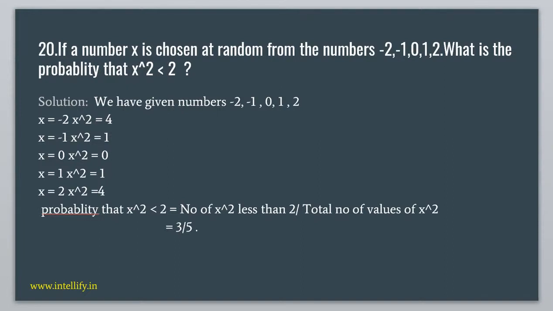So we have 5 values of x, so we will find the corresponding x square values. Taking x equal to -2, we have x square equals 4. x equal to -1, x square equals 1. x equal to 0, x square equals 0. x equal to 1, x square equals 1. x equal to 2, x square equals 4. Now we have to find the probability that x square is less than 2. For this we take the number of x square values that are less than 2, which are 1, 0 and 1, and the total number of values of x square. So we have 5 different values of x square, so the probability will come to 3/5.